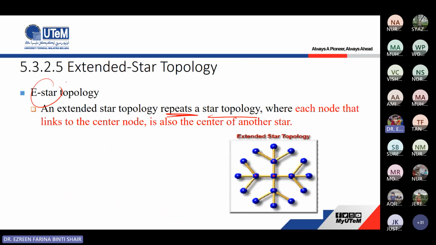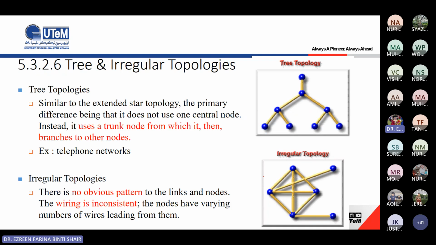For the extended star topology, we have the central node. This is the central node for this one, and this is the central node for this node. But for the tree topology, we don't have one central node, but we have a trunk node. So this is what we call the trunk node. An example of a tree topology is telephone networks. Telephone networks use the tree topology.